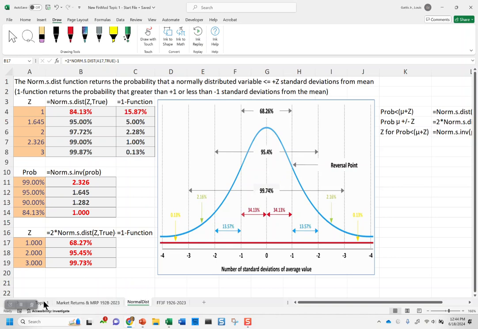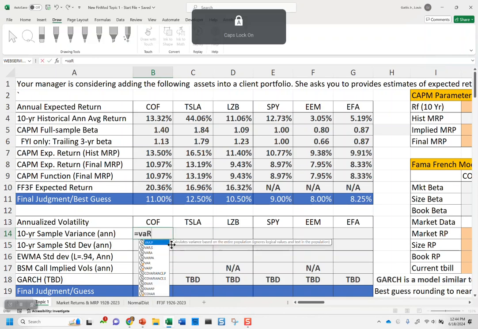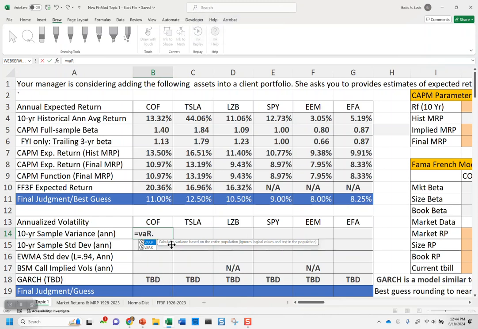So I'm going to go back to topic 1, where it says 10-year standardized sample variance. I'm going to say equals VAR.S. I didn't need that capital there. And just be careful with this spreadsheet. I just need to go to the place where I have the returns.